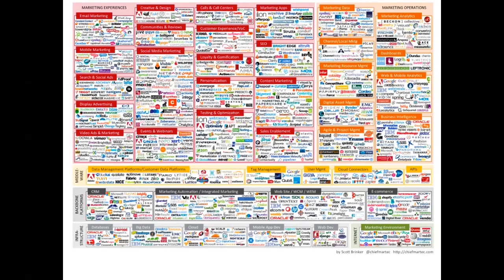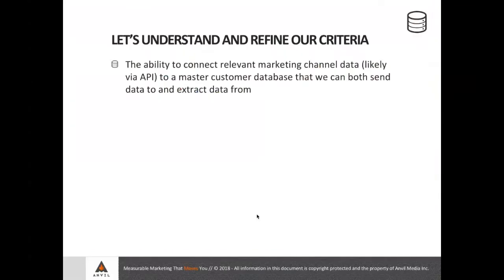You know, do I start from a marketing channel? Do I start looking at, you know, database solutions? I think to get from this view to something more workable, we need to refine the criteria. And I think these criteria are pretty universal. First is the ability to connect relevant marketing channel data. So that's your search channel, your website, your paid, your display, all of that data, likely via API connections, to some kind of a master customer database, a database that you can send information into and pull information out of.